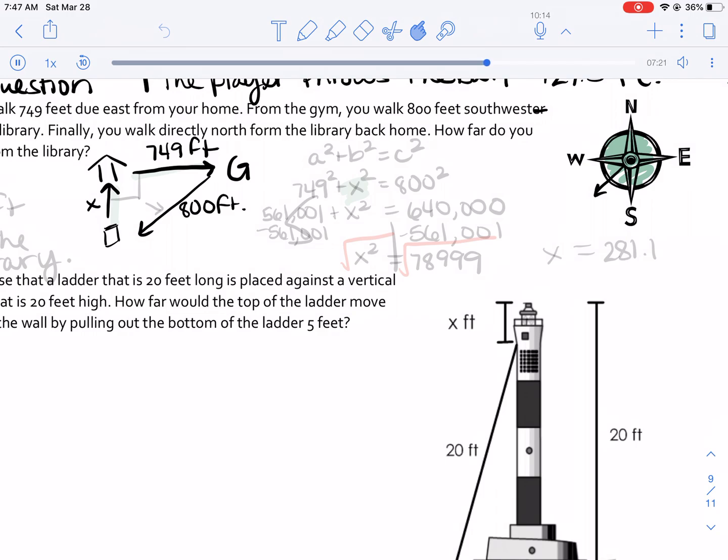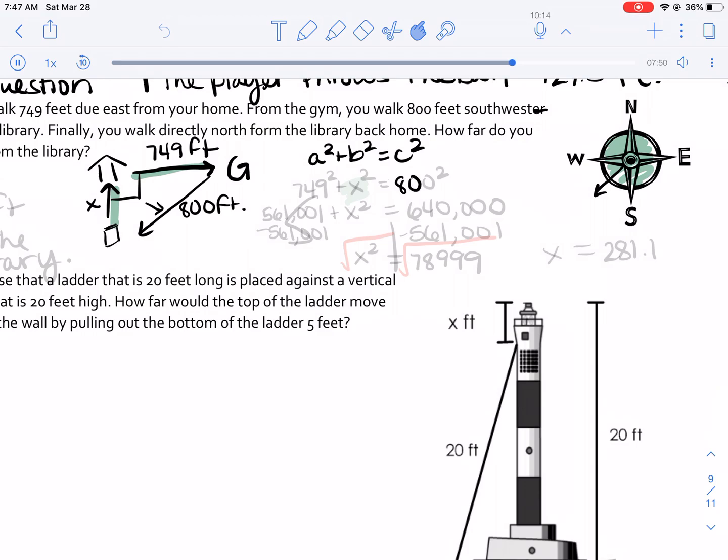And you might need a little refresher because mine doesn't actually look like a right triangle. So this line right here was east and this one was north. So that right there is our right angle. That means that 800 feet is our hypotenuse, or our C. So we drew our picture. We labeled our picture. Now let's write a squared plus b squared equals c squared, and replace all of those variables with the appropriate numbers.